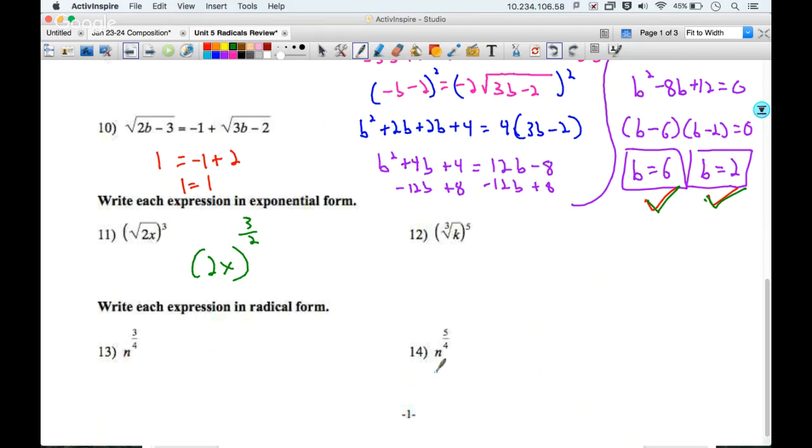Radical form, even less ways to mess these ones up. Just make sure you put the index in the right spot, and whether you put that exponent inside or outside doesn't matter to me. Outside is safer though. All right.